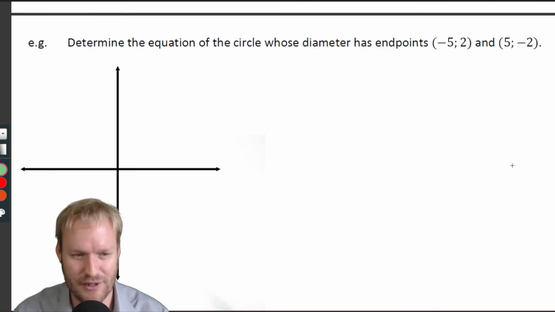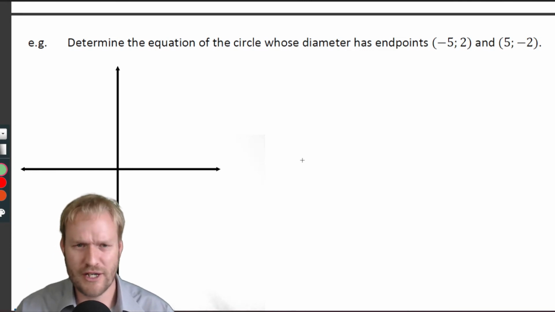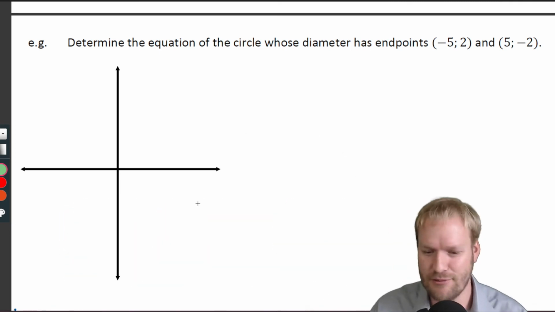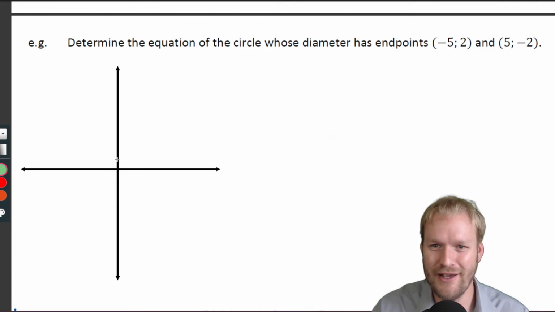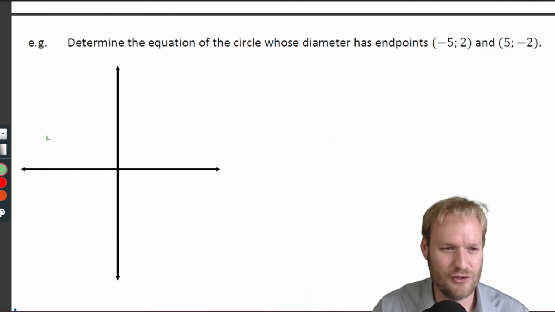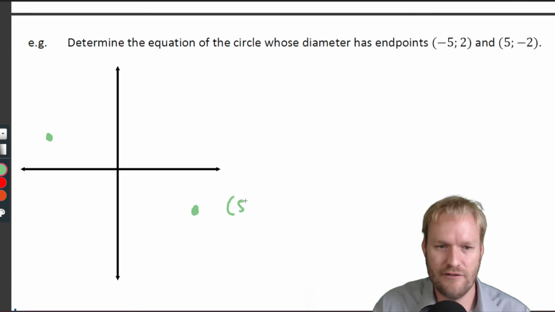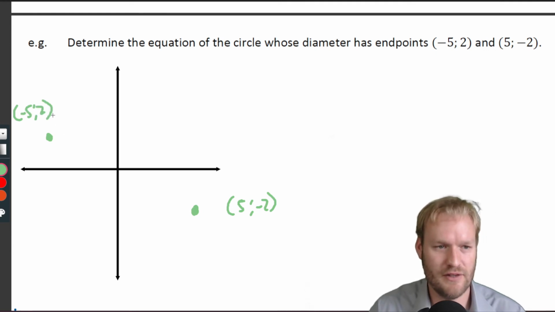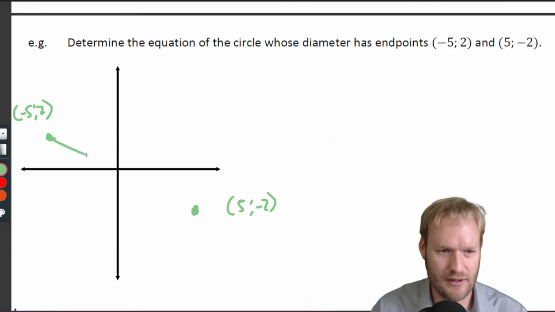Let's do one more example in this video. Determine the equation of the circle whose diameter has endpoints minus 5, 2, and 5, minus 2. Remember, pause, draw your sketch, give it a go. So in this case, let's move back into that corner. And we've got minus 5, 2. And then this point here is at 5, minus 2. So let's label, or at least put the coordinates of these points. Okay, there they are. Now it said that this was a diameter.